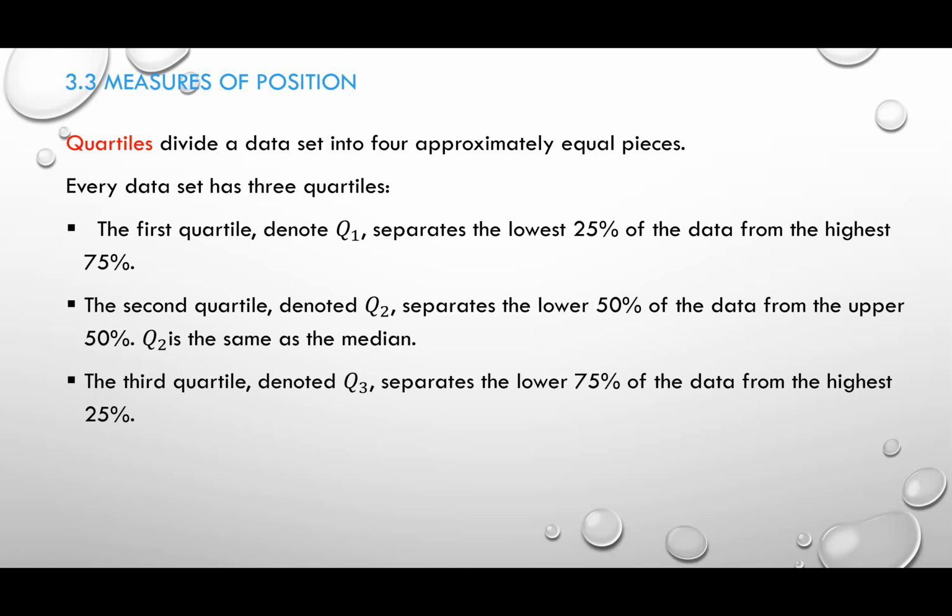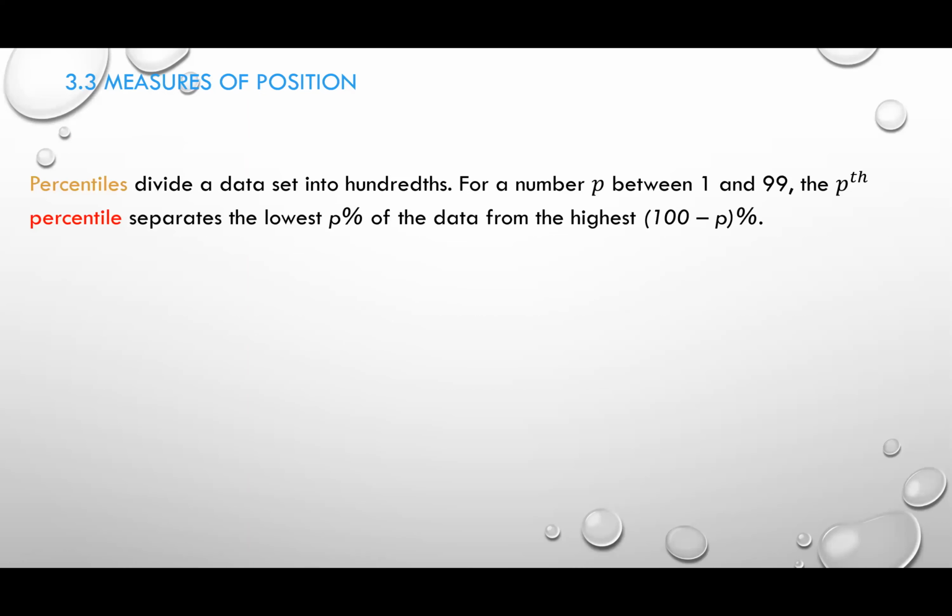Basically, the quartile tells you that whatever your data is, we split it into 4 different regions, and to split into 4 different regions, we only need to cut 3 times. The next thing we have is the percentile.